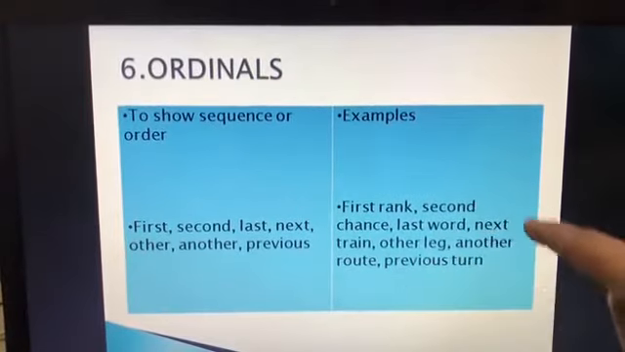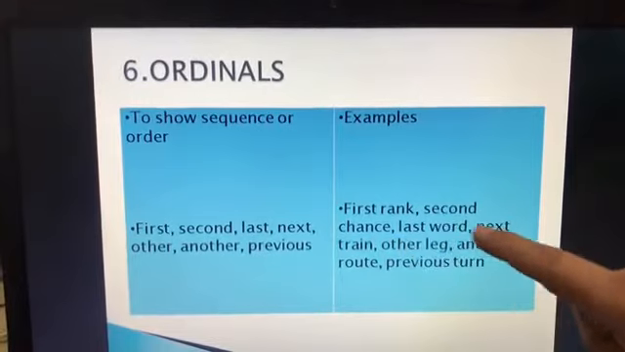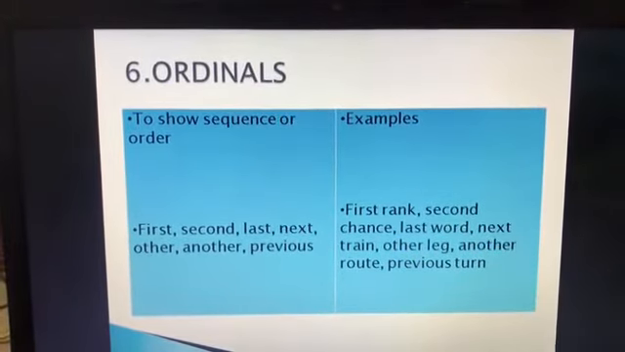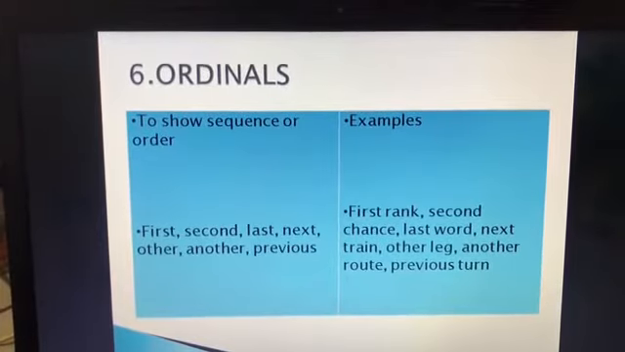So these all are ordinals like first, second, chance, last, next, other, another, which are all used with the different nouns and it comes under determiners.